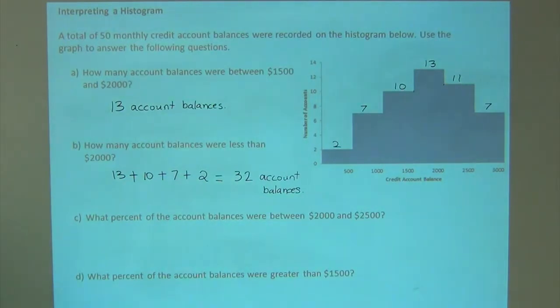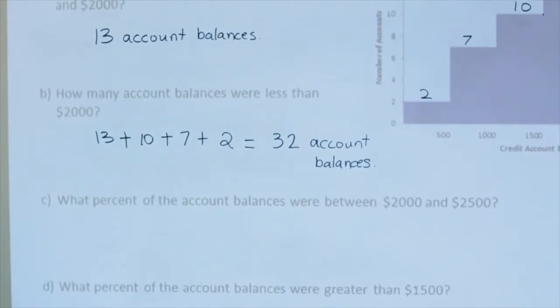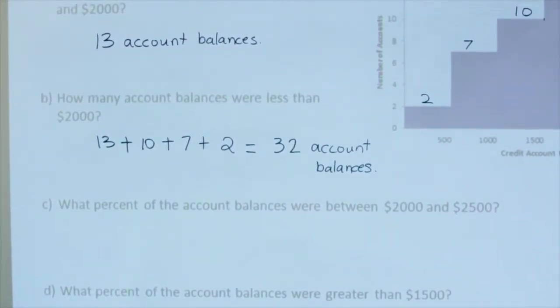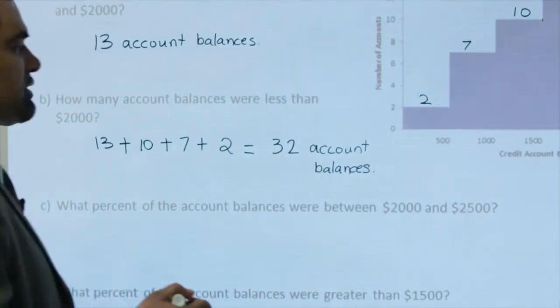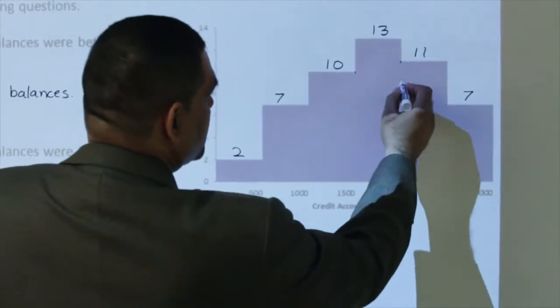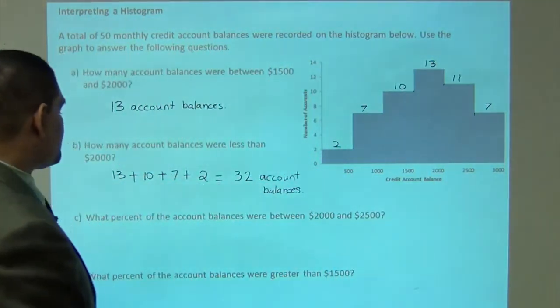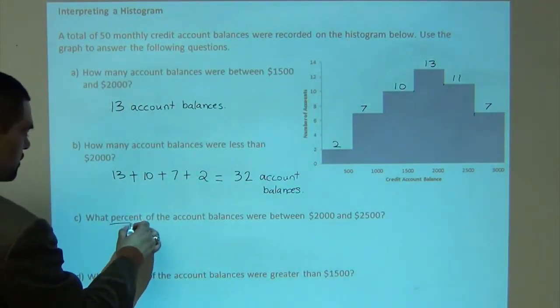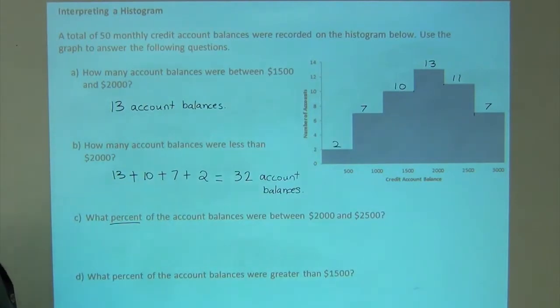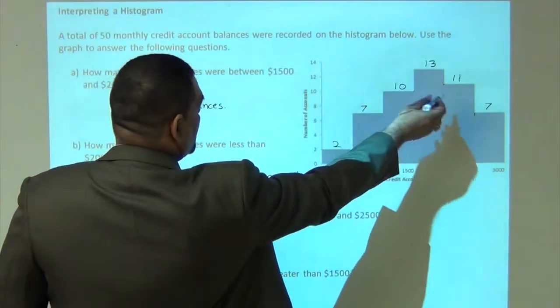On the third question, what percent of the account balances were between 2,000 and 2,500? Now, between 2,000 and 2,500, we have 11 accounts. But because they ask for percent, we need to know the total accounts we have. So we should add all accounts together.